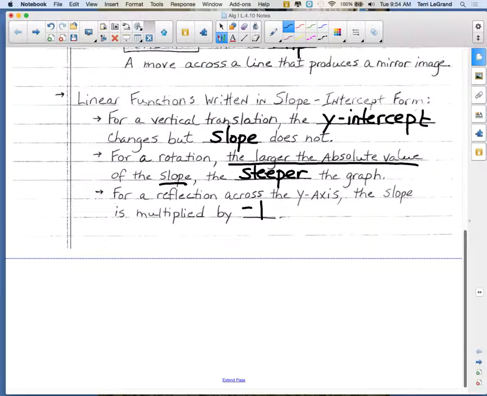Okay? Okay, how about you try? Go ahead and take your y sub 2 off. I want you to try and create a rotation. Create a rotation of the parent function.